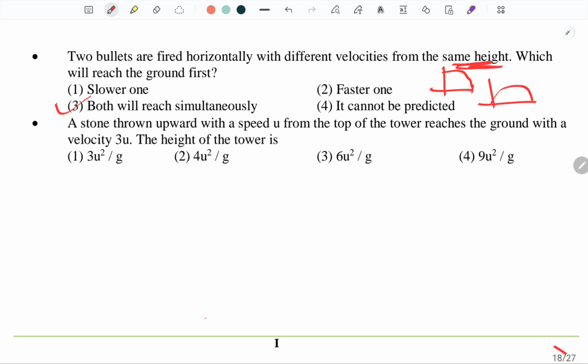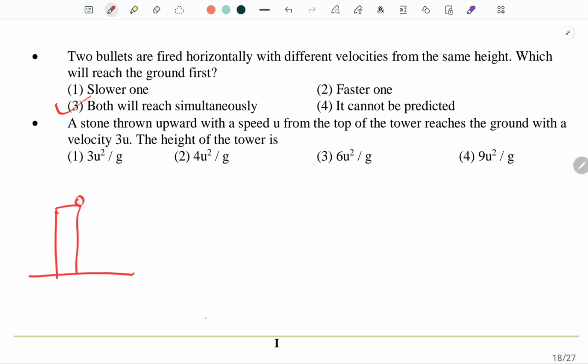Kindly read out the next question. Okay. The next question says, a stone thrown upward with a speed u from the top of a tower reaches the ground with a velocity 3u. The height of the tower is? So let us just draw a tower.